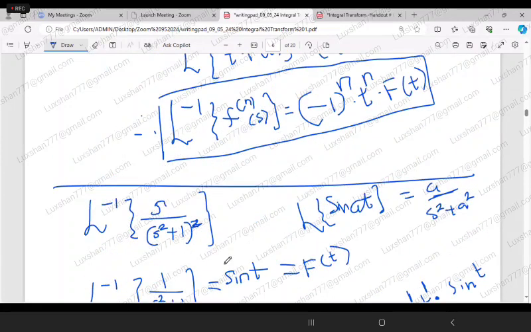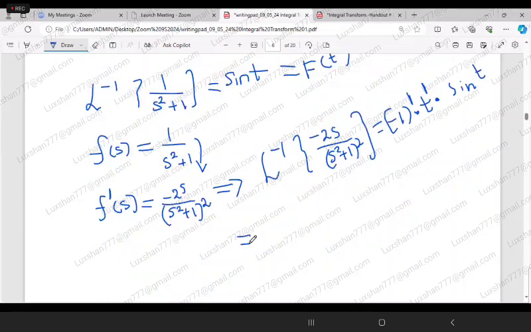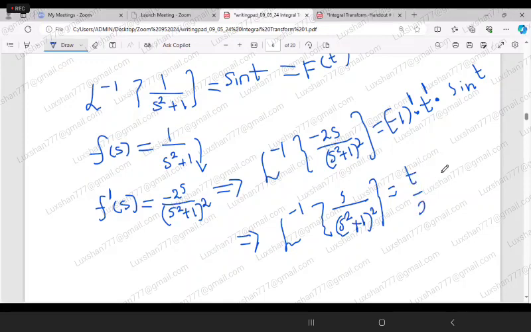But in our question, we don't have minus 2 here. Since minus 2 is a constant, you can take it out and bring it to this side. So this implies the inverse Laplace transform of s over (s squared plus 1) all squared is equal to, we already have a minus here, so that minus and this minus get cancelled, and then we will have t by 2 into sine t. That is the answer. That should be the answer.